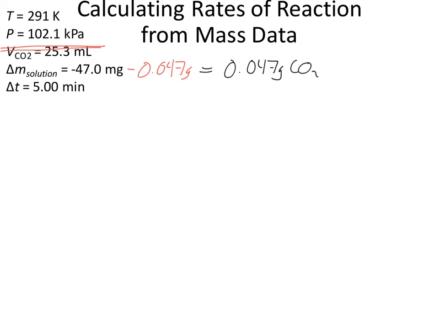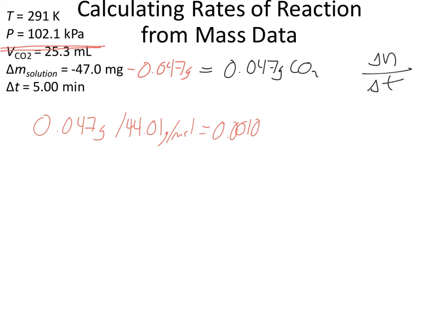So once we have our grams, how do we get it into moles? Again, we want to go into delta n, or change in moles, over our change in time. How can we go from grams into moles? You guessed it, divide by the molar mass. So 0.047 grams divided by the mass of CO2, which is 44.01 grams per mole. Let's divide it here. What we get is 0.0010679 mole. So that's how many moles were our change.